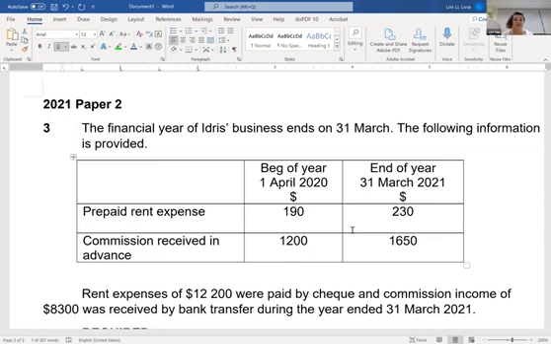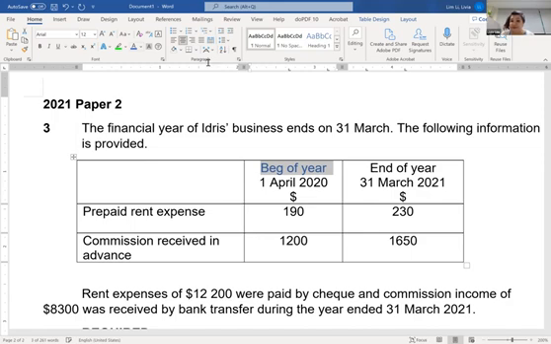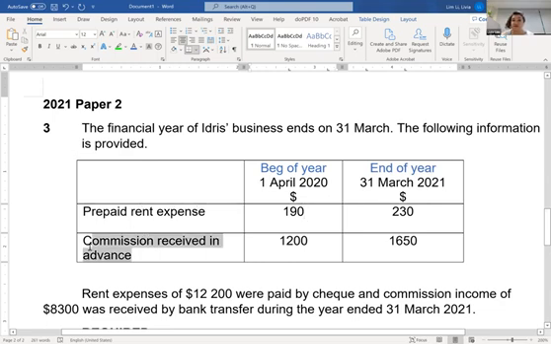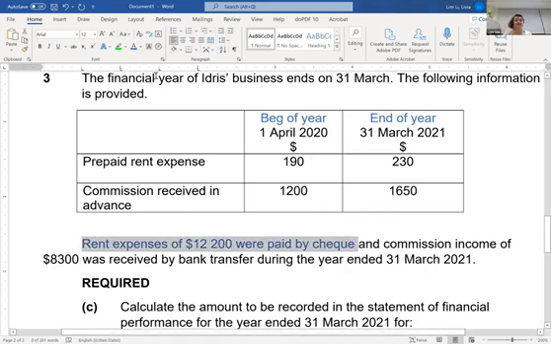In 2021 paper 2, question 3, you are told that Idris has a business and her year end is 31st of March. And they do give you 1st of April, which is the beginning of the year, as well as 31st of March, which is the end of the year. And you can see that there are balances for prepaid rent expense and commission received in advance. They also tell you that rent expense will be paid by check, right? And they also tell you your commission income is received by bank transfer.